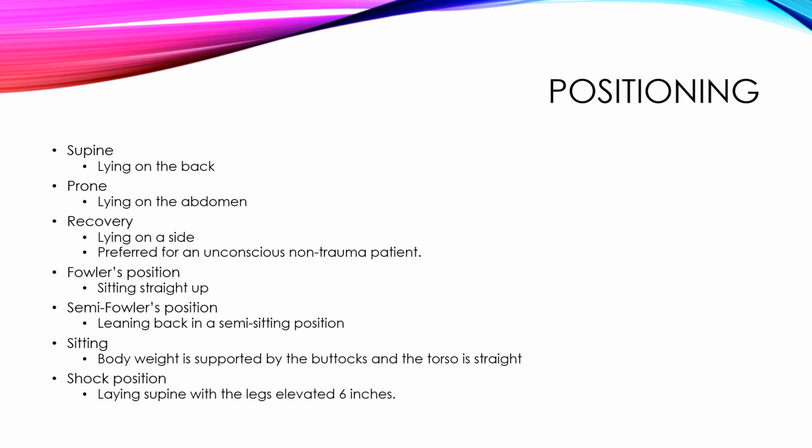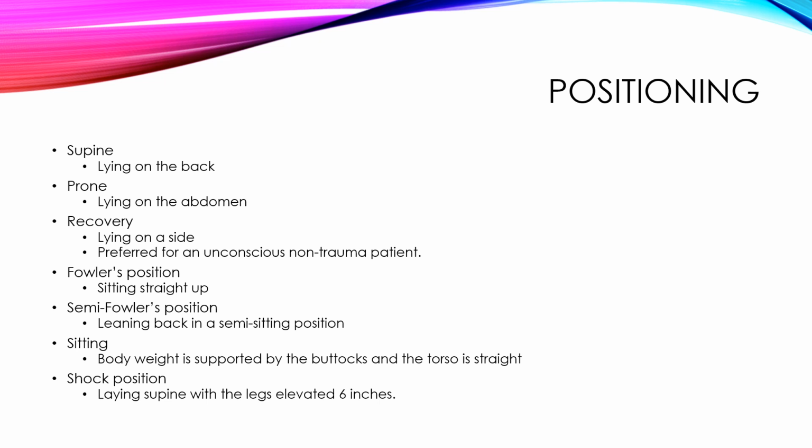So back to positioning. I promise, guys, we're almost done. If they're laying supine, they're lying on their back. Prone, they're lying flat on their face or on their abdomen. Recovery, they're lying on left or right. Either one is correct. And they have whichever arm you're going to lay them on. So if you're going to put them on the right side, put their right arm straight up. This helps keep their airway open, and it helps keep them from choking. This is preferred in your unconscious, non-traumatic patients.